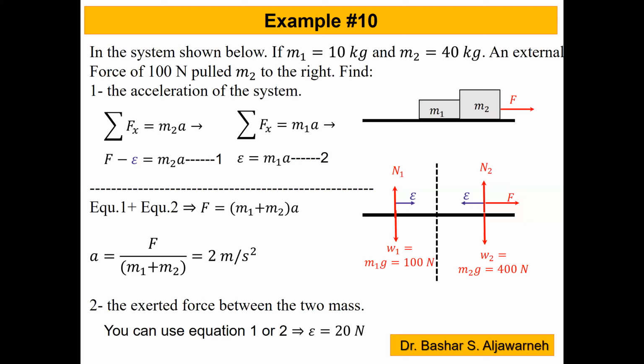Now, to calculate the exerted force between those two masses, all you have to do is go to equation 1 or equation 2 and substitute the magnitude or the amount of the acceleration. So we know m1, which is 10. We know we calculated the acceleration, which is 2. So 10 times 2, it will be 20 newtons.